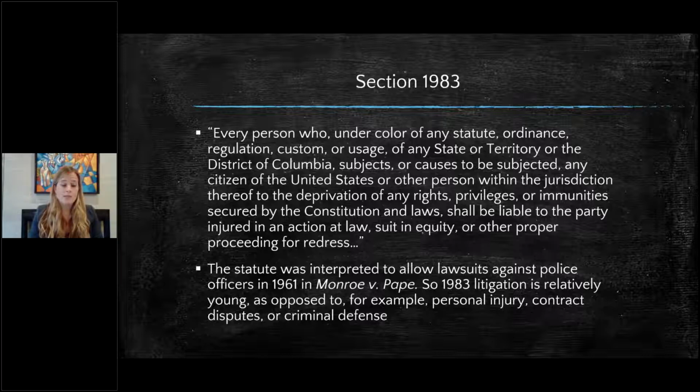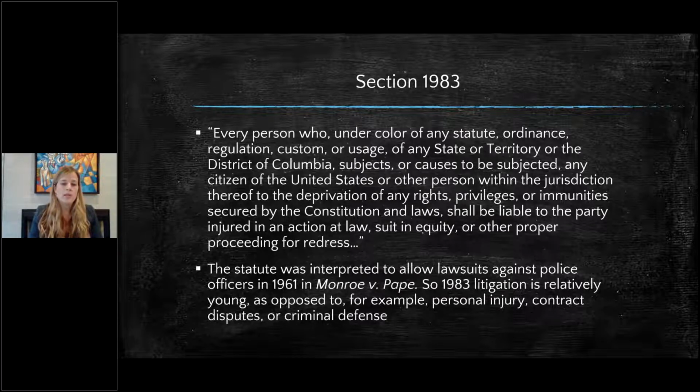So Section 1983 says this: every person who under color of any statute, ordinance, regulation, custom, or usage of any state or territory or the District of Columbia subjects or causes to be subjected any citizen of the United States or other person within the jurisdiction thereof to the deprivation of any rights, privileges, or immunities secured by the Constitution and laws shall be liable to the party injured in an action at law, suit in equity, or other proper proceeding for redress. If you aren't familiar, an action at law means suing for money damages.